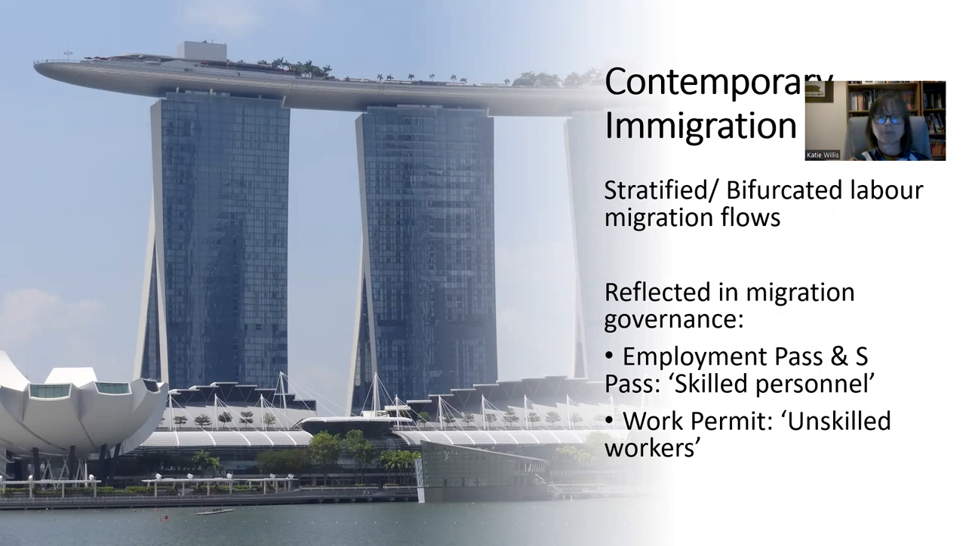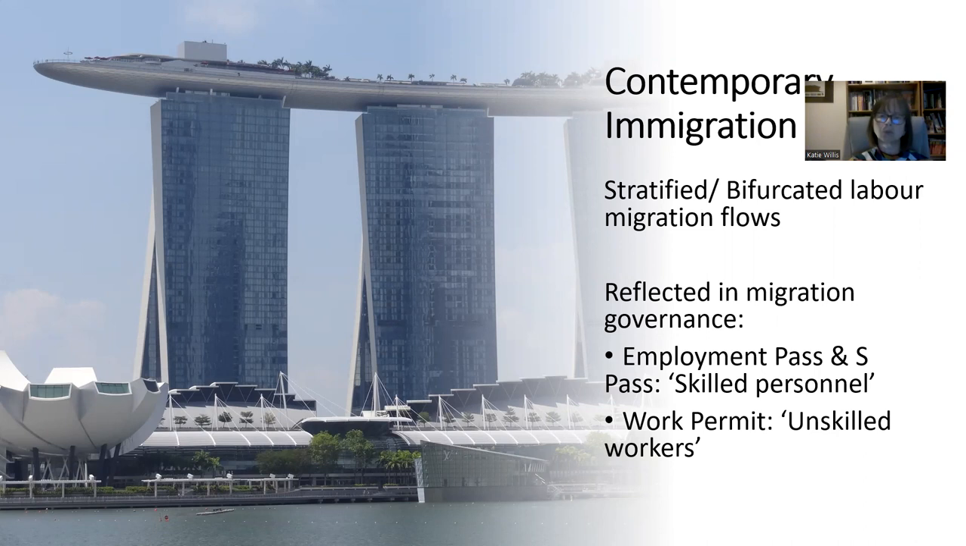But in terms of migration, migrants have been really important to the growth of Singapore. But this migration in its contemporary period is very much stratified, or if you like, bifurcated. And this is reflected in migration governance, whereby it has two main strands of migration. A migration strand that is to do with skilled personnel, and a migration flow that is to do with unskilled workers.